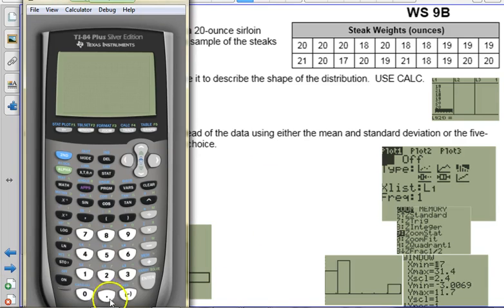All right, so quickly type these in. Stat, enter. We want it all in one list. So clear out everything else. Make sure you're in list 1. These are weights of steaks. They're advertising a 20-ounce steak, and they're not all 20 ounces.